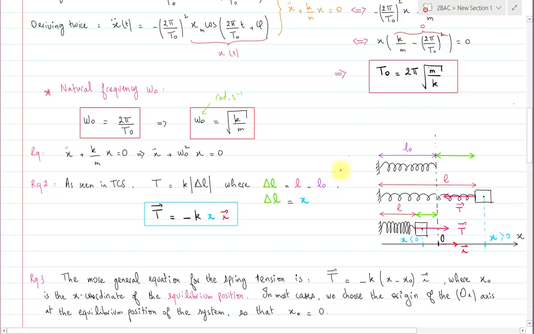Okay, so we are going to see two applications of this spring constant.